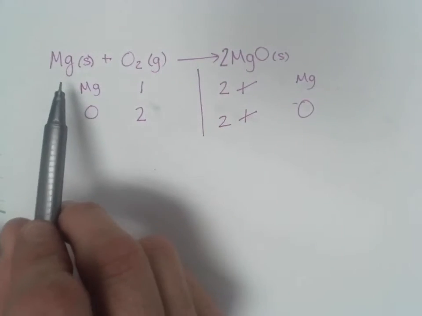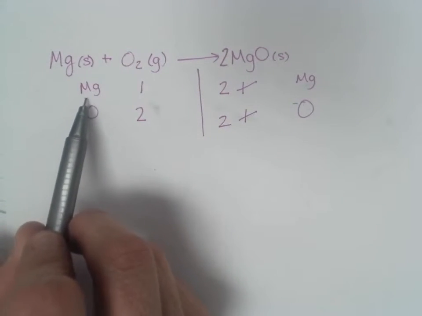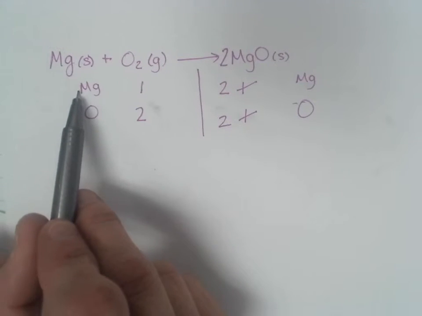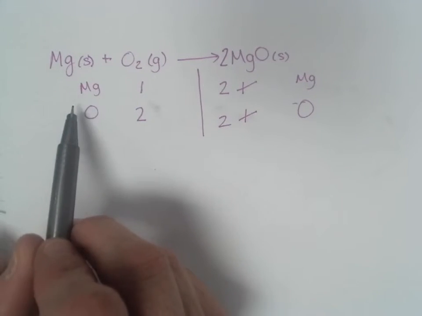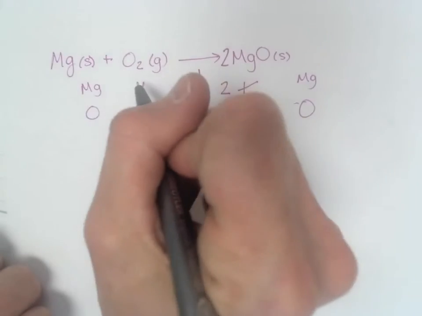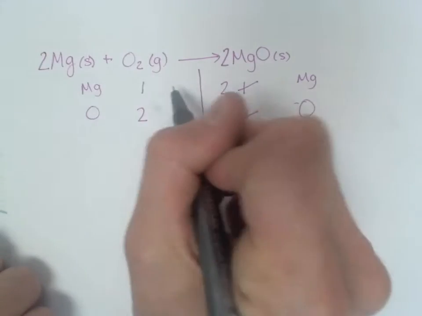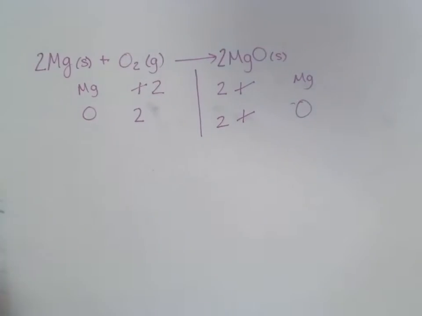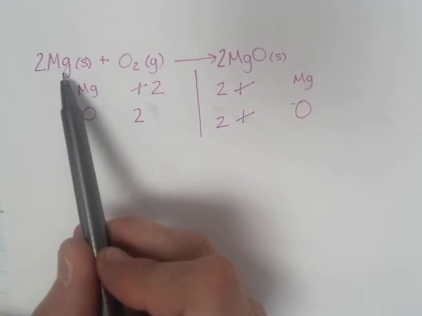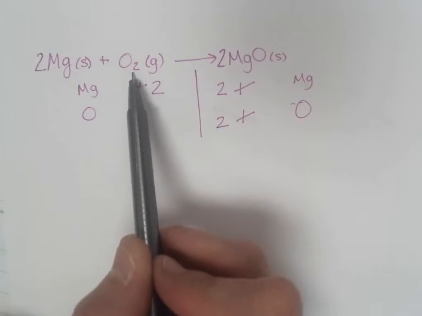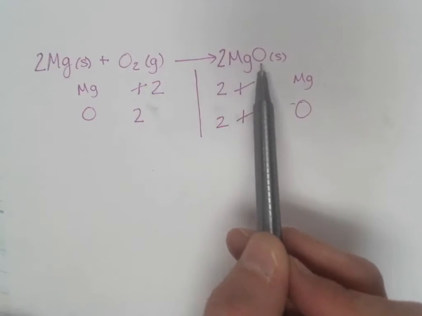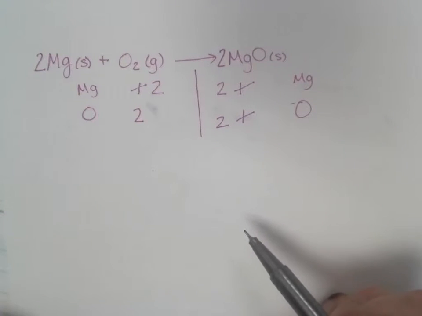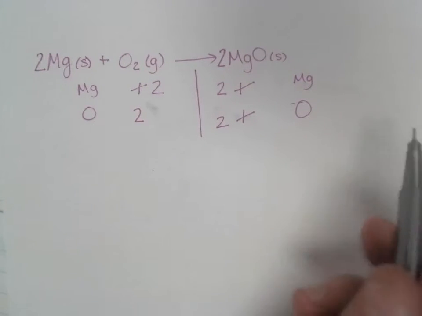So I can come over here and put a 2 in front of magnesium, and then everything should be equal. I'm going to put a coefficient of 2 here, and now everything is equal. So we have 2 Mg plus O2 yields 2 MgO. And that's how you balance the first one.